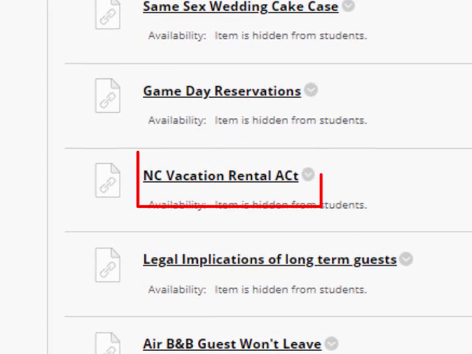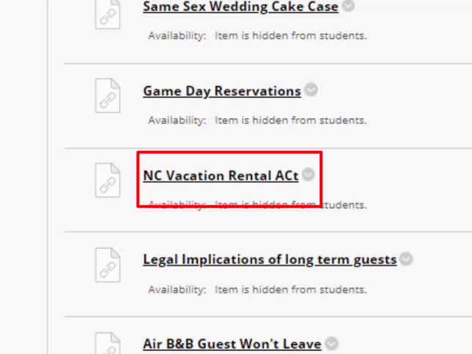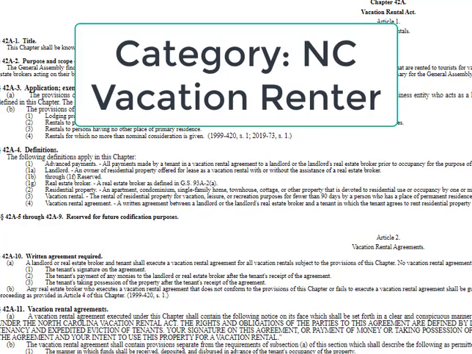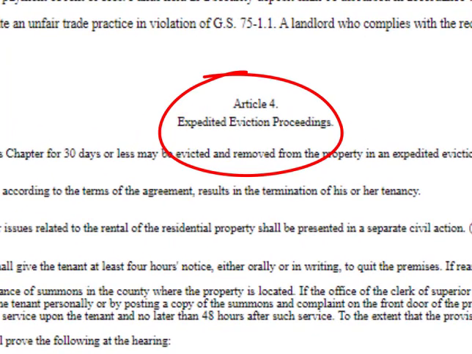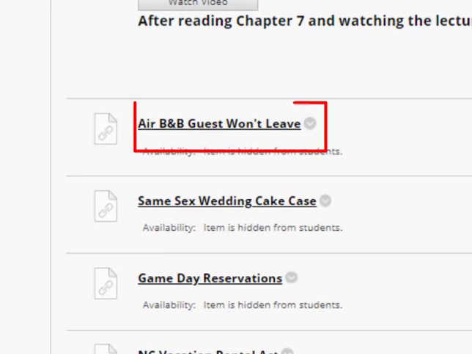Likewise, the North Carolina legislature has considered the condo at the beach problem we mentioned earlier by enacting the Vacation Rental Act, which I've included in your additional materials. This law creates an additional category between guest and tenant, which we will call vacation renter. The Vacation Rental Act requires that agreements with vacation renters be in writing, and among other things, in Article 4 it provides for expedited eviction proceedings. If you're wondering why something like this act is necessary, take a look at the video in your additional materials titled Airbnb Guest Won't Leave.